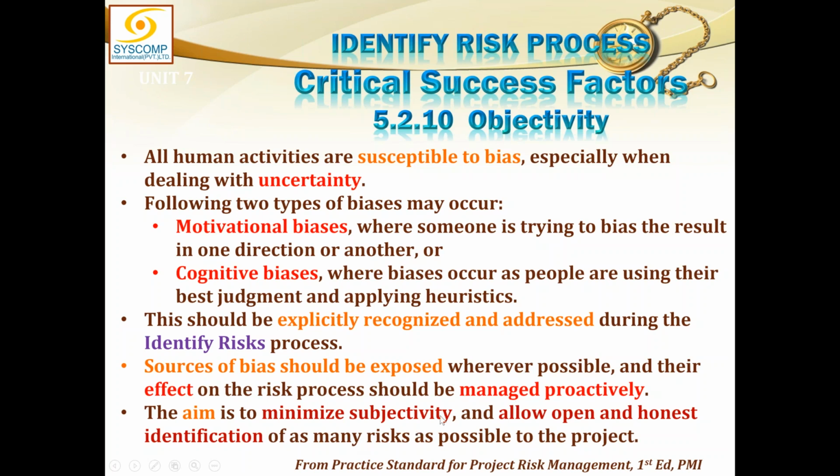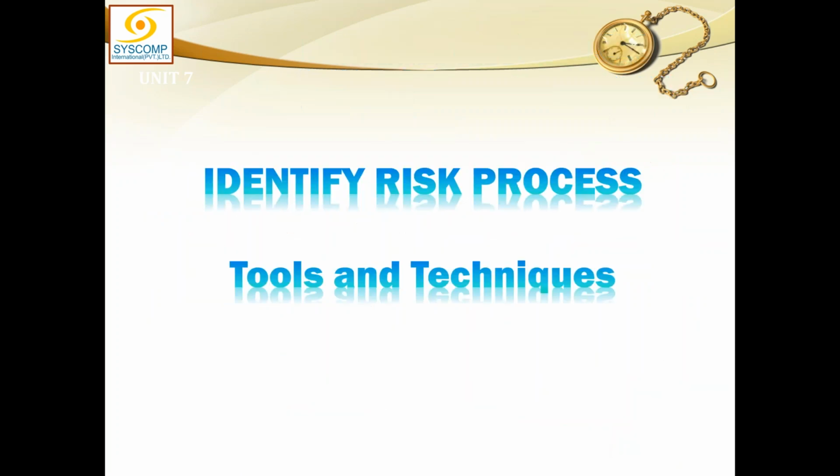The aim is to minimize subjectivity. So these biases will give me subjective data and allow open and honest identification of as many risks as possible to the project, and try to make it more objective. So these were the 10 critical success factors for the identify risk process.